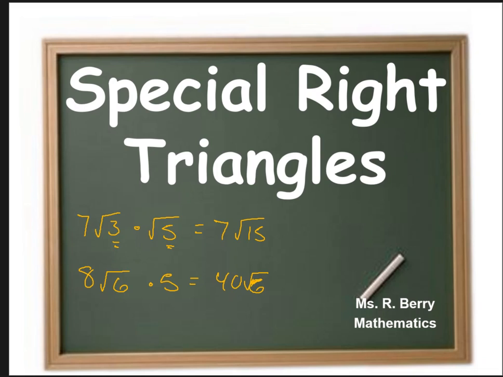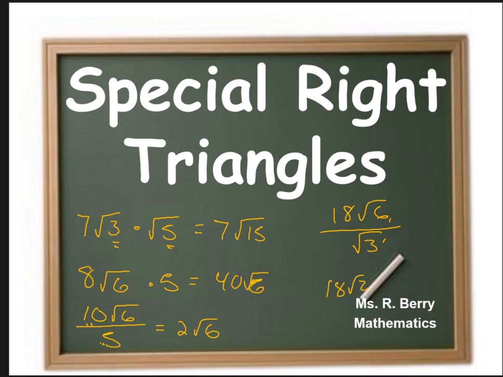Another thing we can do, the same type of situation, is we can divide. Again, if we had something like 10 root 6 over 5, then this would be 2 root 6, because we can divide the 10 and the 5. If we had something like 18 root 6 over root 3, we would end up with 18 root 2, because we can divide the radical pieces.